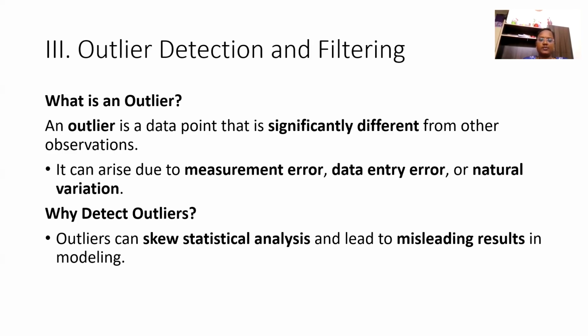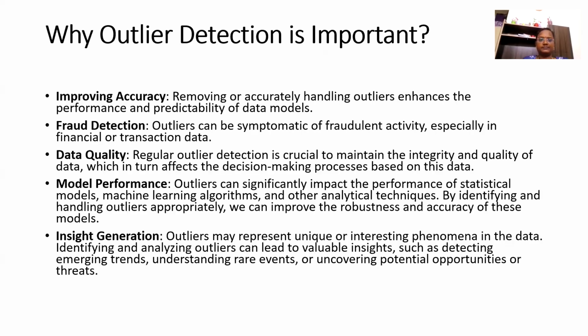Why do we have to detect the outlier? It can skew statistical analysis. It leads to misleading results in the modeling. Why is outlier detection important? The first thing is it improves accuracy. Removing or accurately handling the outliers enhances the performance and predictability of data models.